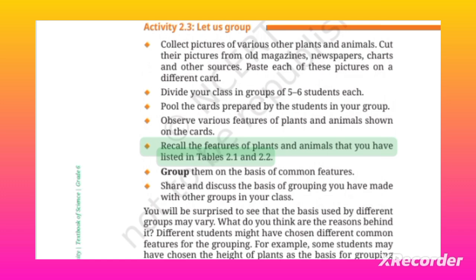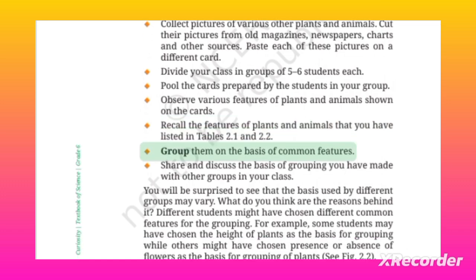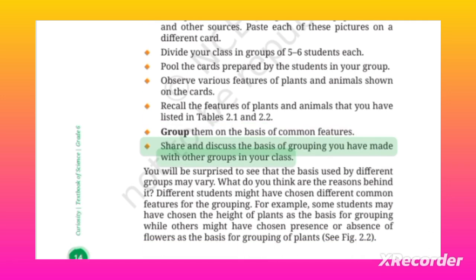Recall the features of plants and animals that you have listed in tables 2.1 and 2.2. Group them on the basis of common features. Share and discuss the basis of grouping you have made with other groups in your class.